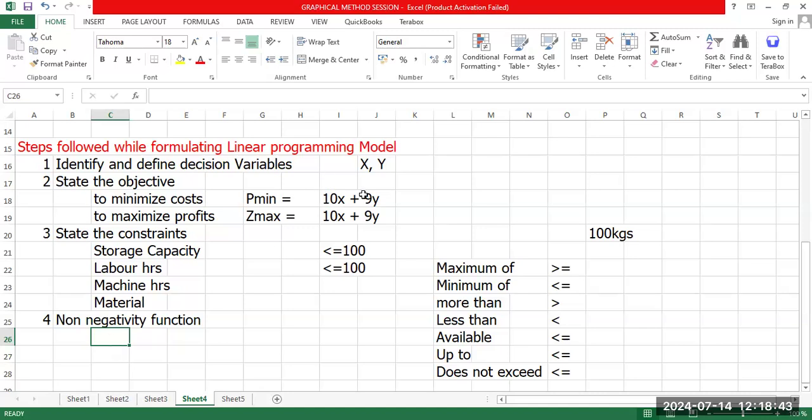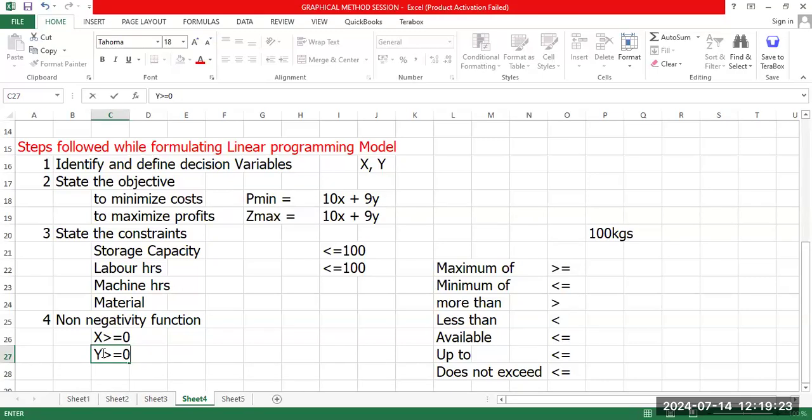So for non-negativity, if your variables are only 2, the non-negativities will be x should be greater or equal to 0, then y also should be greater or equal to 0. If you have z, also z should be greater or equal to 0. You are limiting your variables not to have negative values. That is all about the non-negativity function.